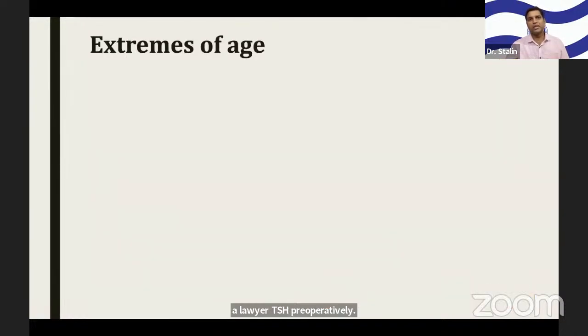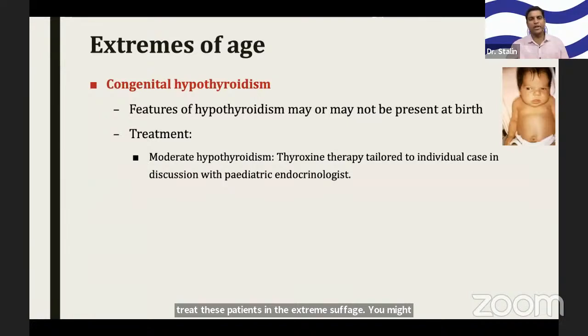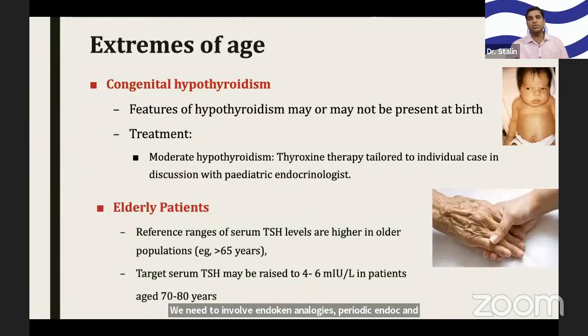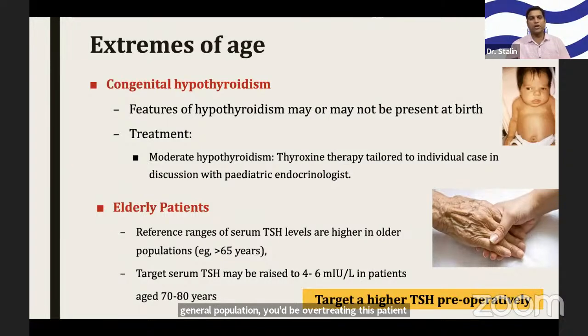Now, the other scenario where it is a little tricky to treat these patients is the extremes of age. You might come across neonatal patients with congenital hypothyroidism. These patients may or may not present with the features of hypothyroidism. So when they come, you don't blindly start L-thyroxine and try to achieve a normal TSH. We need to involve pediatric endocrinologists and treat the cases on an individual basis. Similarly, the other extreme is also a little tricky. In old age patients, particularly above 65 to 70 years, the reference range for TSH is quite high, around 4 to 6 milli international units. So if you try to achieve the same reference range as for the general population, you will be over-treating this patient and they are likely to develop subclinical hypothyroidism. So in extremes of age, particularly older people, target a higher TSH preoperatively.